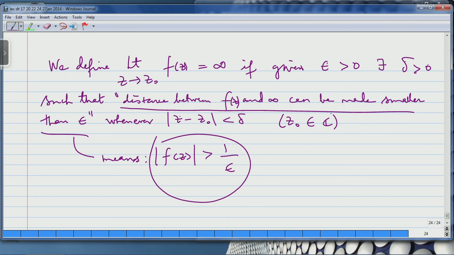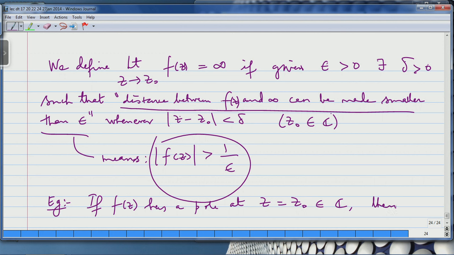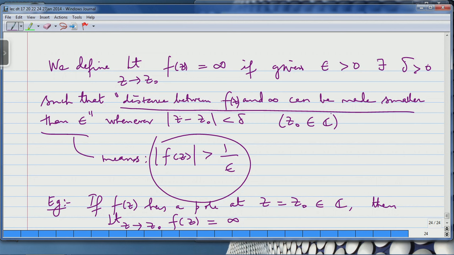So here is an example. If f of z has a pole at z equal to z naught in the complex plane, then the limit as z tends to z naught of f of z is actually infinity. Now you can really think of infinity as a point, and you're saying that the limiting value of the function is that point. So this is how you get an infinite limit at a finite point.